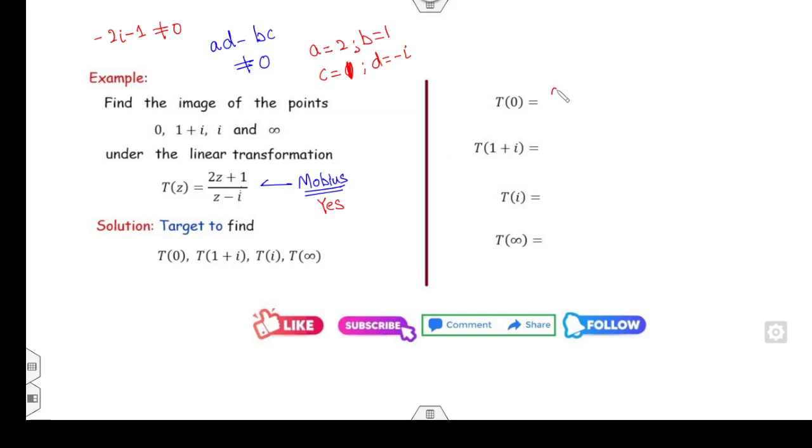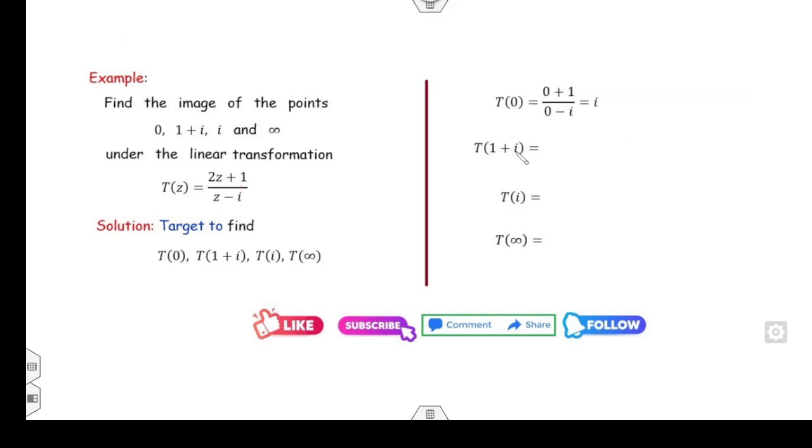What is the value of T of 0? 0 plus 1 over 0 minus iota. It is minus 1 over iota. You can rationalize it: it's minus iota over iota square, that is iota. Similarly, you can find for the second number T of 1 plus iota. You can substitute: 2 plus 2 iota plus 1 over 1 plus iota minus iota. So that will be 3 plus 2 iota. Similarly, for the third case, it's 2 iota plus 1 over iota minus iota, that is my infinity. Because my domain is C infinity to C infinity, yes, it is well defined.